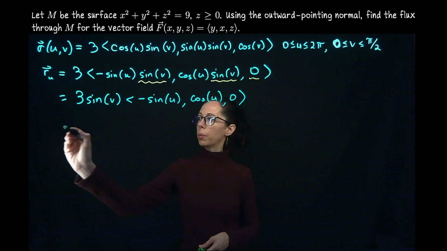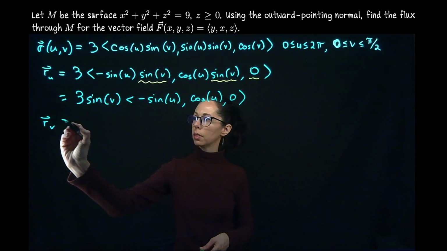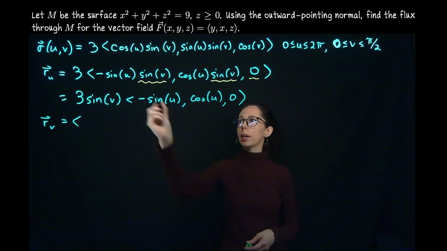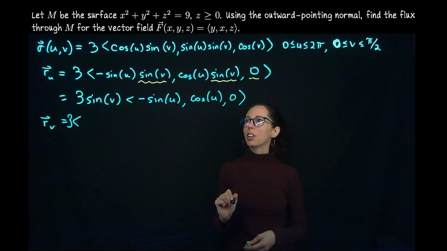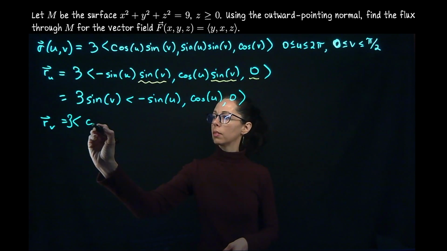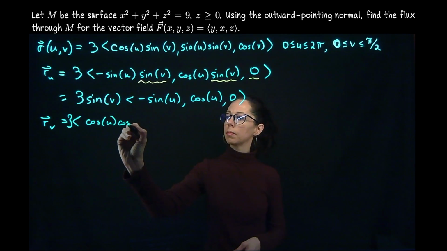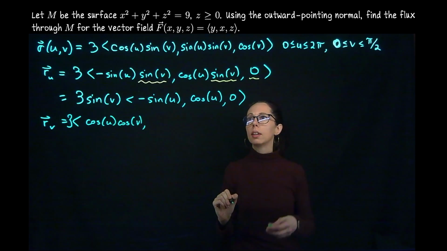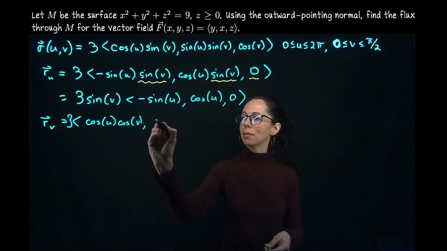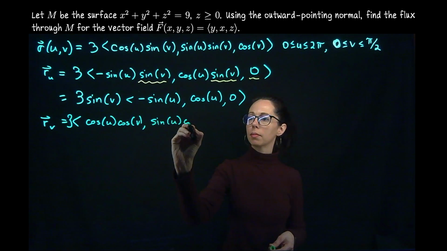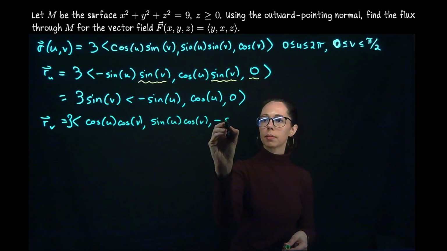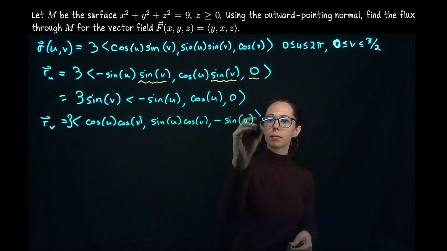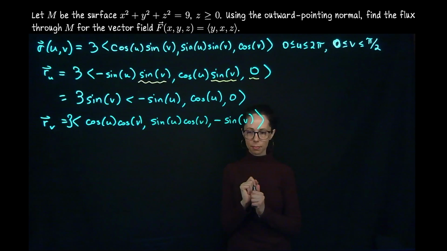Let's do the same thing now, but with the v partial derivatives. Okay, going back to here, we'll have a 3 out front. Let me see if I can squeeze that in there. That's a 3. Cosine of u, cosine of v. Sine of u, cosine of v. And then negative sine of v. All right, let's cross these.